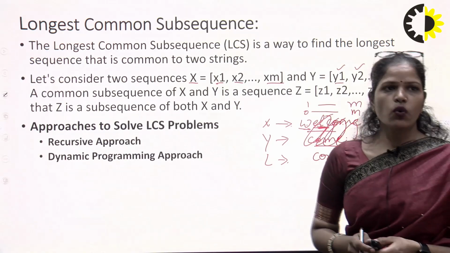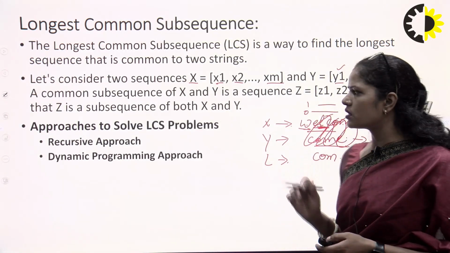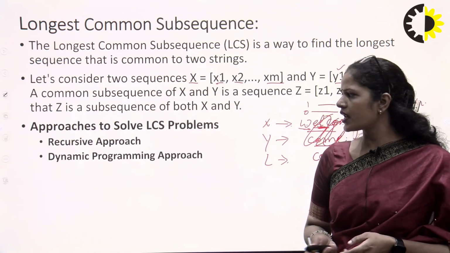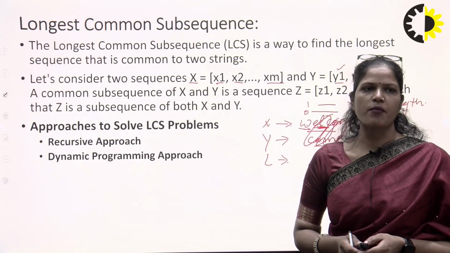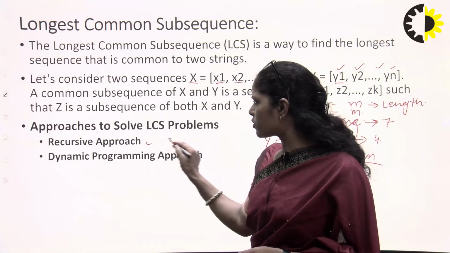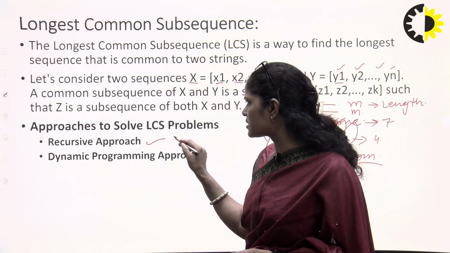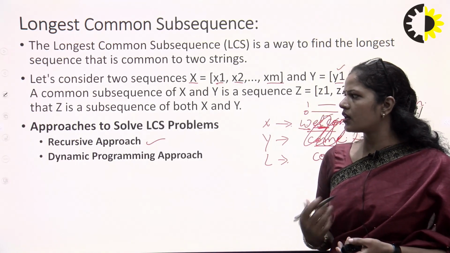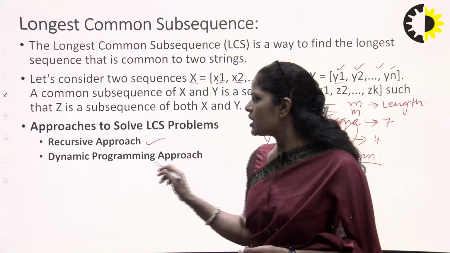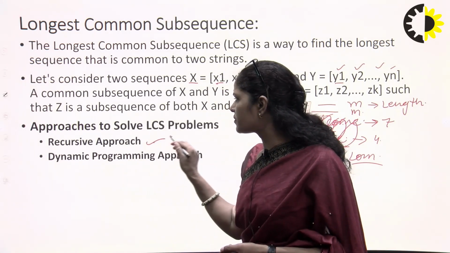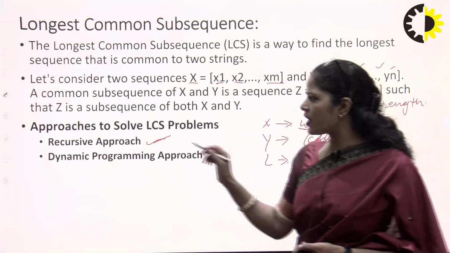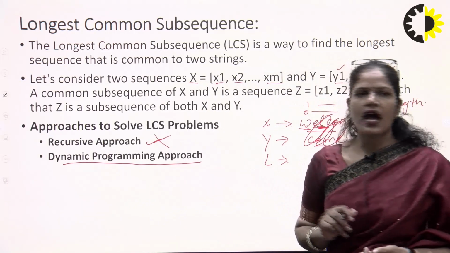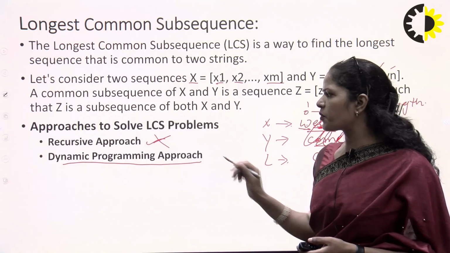Next we have two approaches to do this. The first is the recursive approach, and next we will talk about the dynamic programming approach. The recursive approach is the traditional one, in which we call a function recursively n-1 times, and it is a time-consuming approach. So we are not talking about it here, but we will discuss the dynamic programming approach.